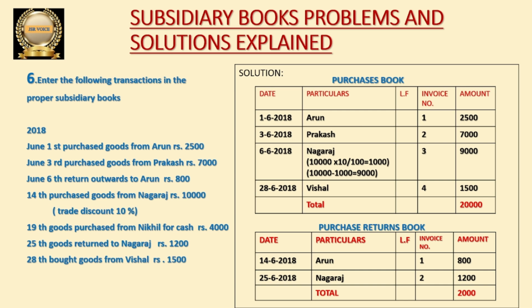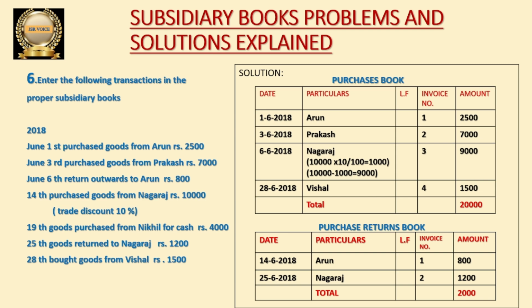So first one, purchased goods, so purchase transaction. Second one also, third date also purchased goods, it is the purchases book. Sixth date, return outwards to Arun. Return outwards is the other name for purchase returns. If you are unable to know that, the word "to" is mentioned, no? If "to" is given after returns, it is nothing but purchase returns. I said so in the previous problem. So we have to prepare the purchase returns book.